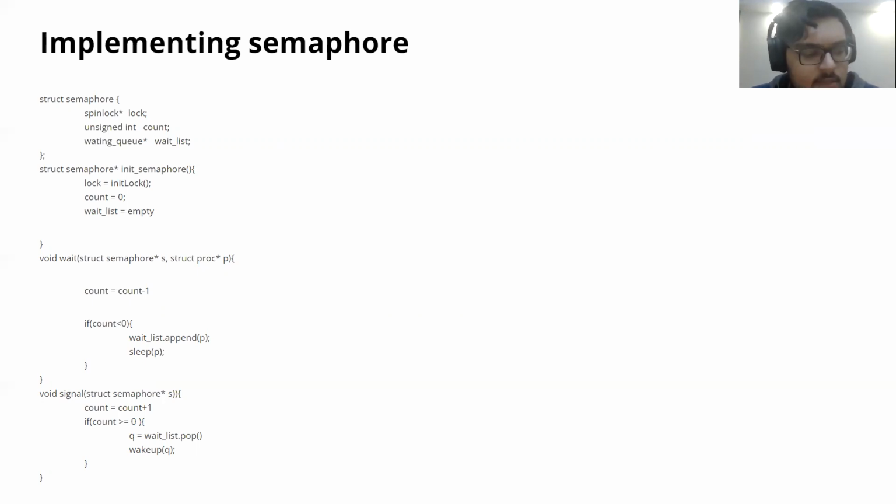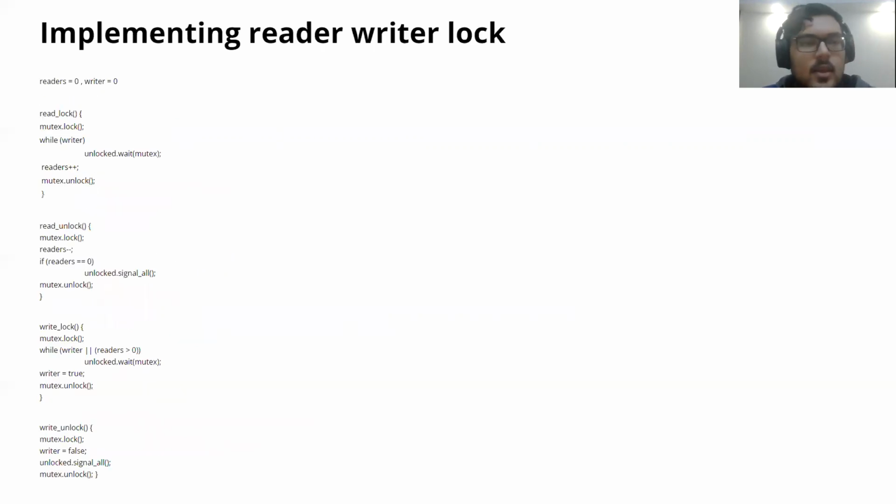Next, we have wait and signal, which are similar to acquire and release in a spin lock. Wait is a way to say that I'm acquiring the lock, and signal is a way to say, okay, I have finished, I'm releasing my lock now. So it's similar in that sense.